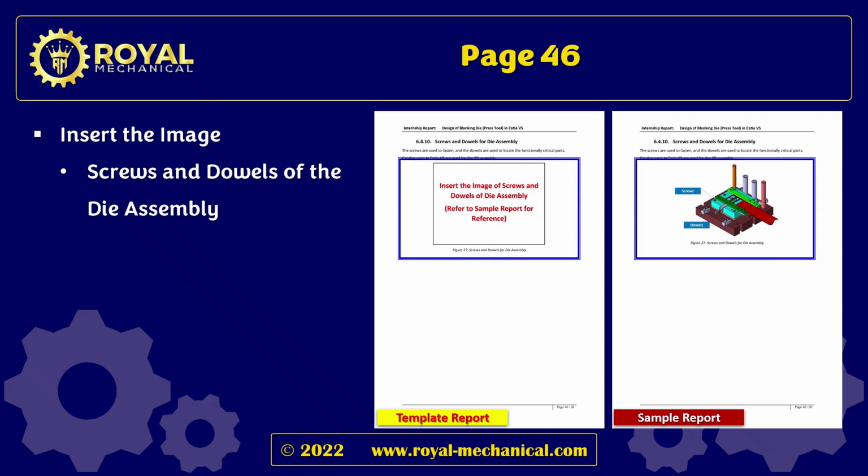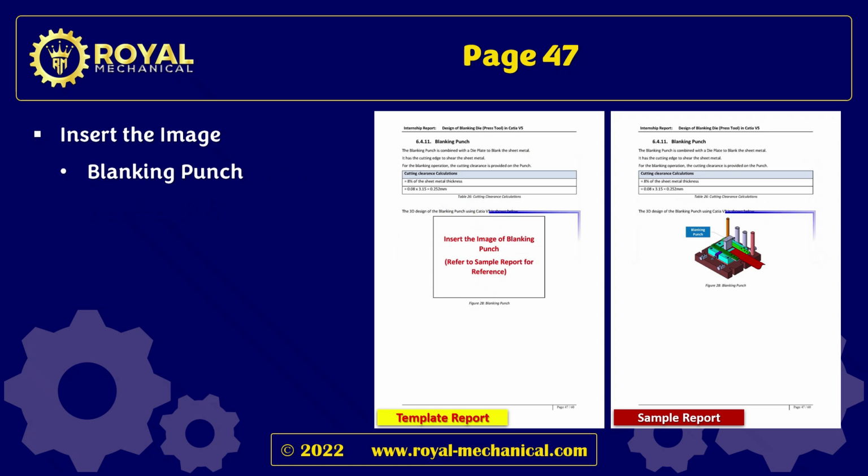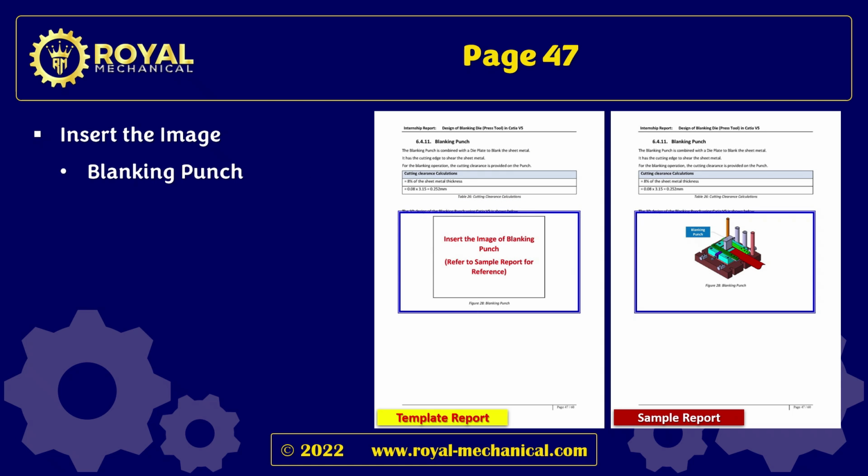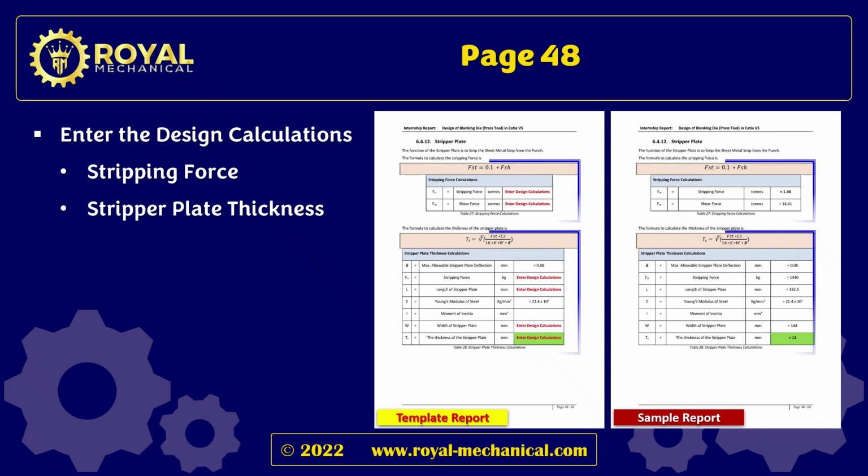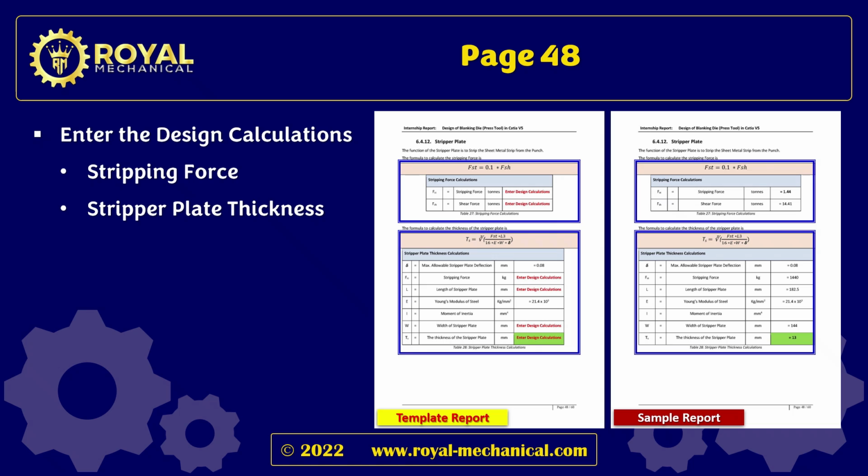Page 46, insert the image of the screws and dowels of the die assembly. On page 47, insert the image of blanking punch. On page 48, enter the design calculations related to the stripping force and stripper plate thickness.